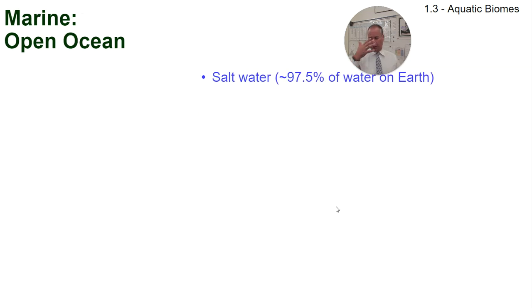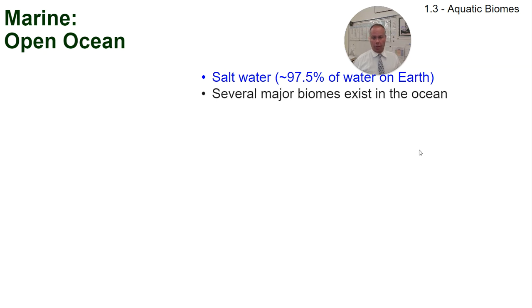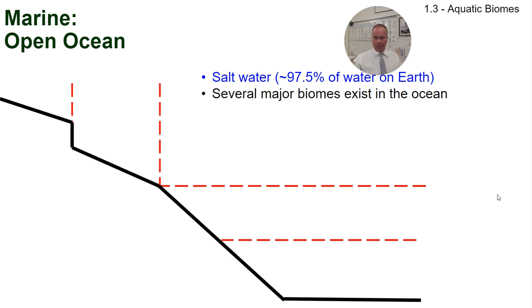And then we get to the marine ecosystems, the open ocean, which is 97.5% of the water on the earth. And within the open ocean, they again have several biomes. We have the intertidal zones, which are at the very edges. When you go to the beach, you're going to visit the intertidal zone of the ocean, where you have tides rising, you have wave action, okay?